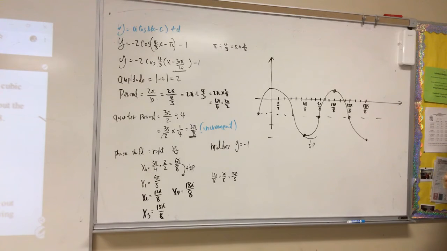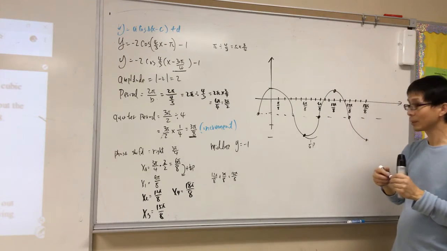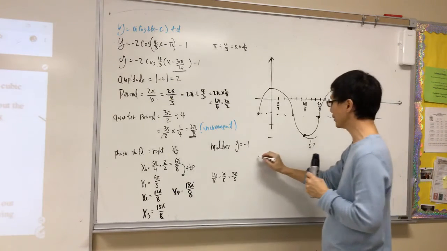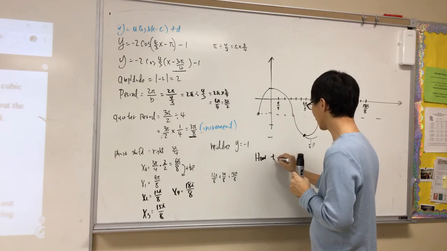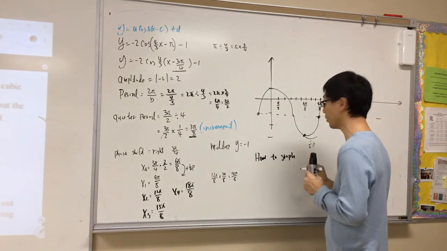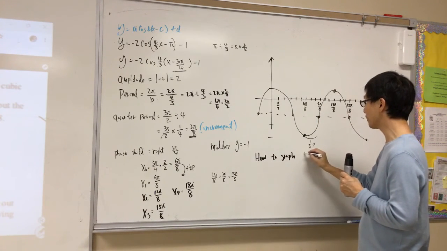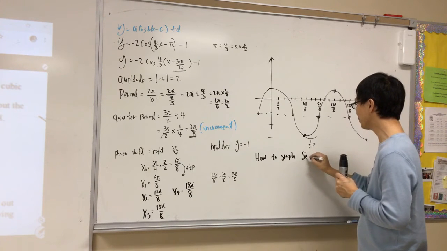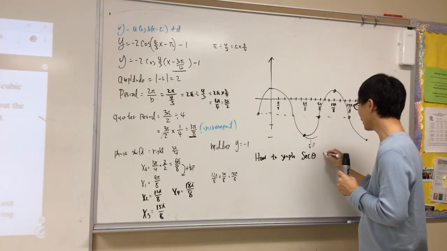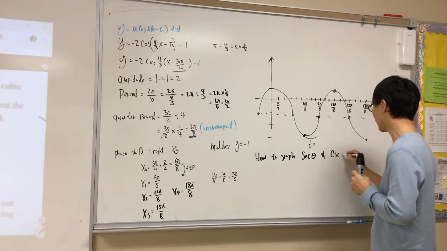But that's not all we're going to learn today. We're going to learn more. The only 2 things I'm going to teach you today are how to graph the cosecant graph and the secant graph. So you might want to write this in your notes: how to graph secant of theta and cosecant of theta.